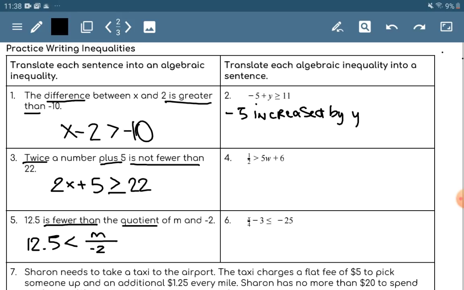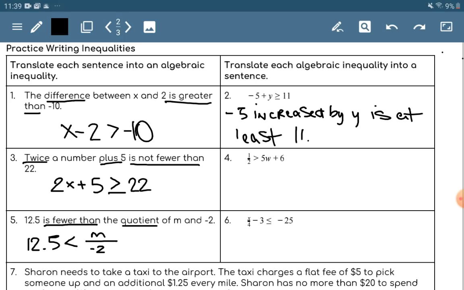And then I've got my inequality symbol. It's a greater than or equal to symbol. So I could simply say is greater than or equal to, or I could use any of those phrases that are in the columns above. I could say is at least, is at minimum, is no less than, is not fewer than. I'm going to go ahead and choose is at least. And it is at least 11.